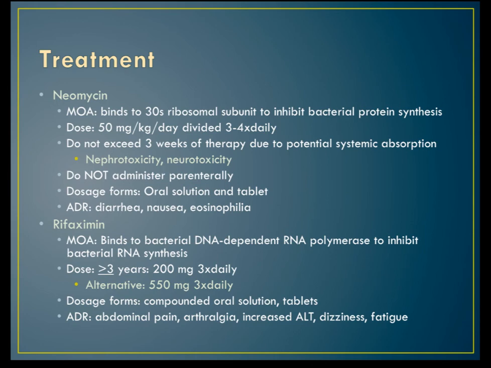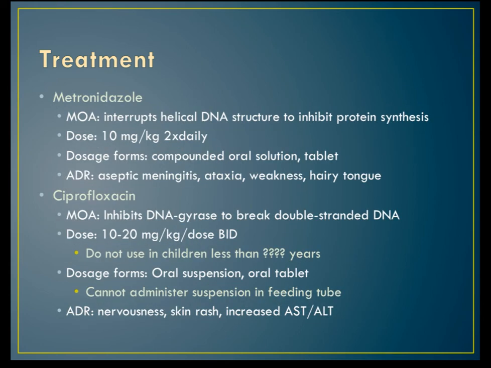Rifaximin is another agent that we will use. It doesn't have as much data in the pediatric population, so I don't see it as our first go-to. And the dosing is a little bit more rigid. There is a compounded oral solution available, but it's not always readily available, and it's kind of difficult to make, so we typically see tablets. The side effects, such as increased ALT, are also not favorable if this patient also has parenteral nutrition-associated liver disease.